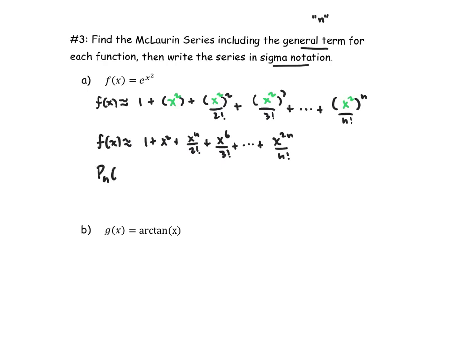So p sub n of x is an approximation of f of x, but would be equal to the sum from n equals 0 all the way up to whatever term we want it to be. Okay, so in this case, the nth term is x to the 2n over n factorial. Now, this is really cool, you guys, because the general term, as long as you write it correctly, is the inner portion of your sigma notation.